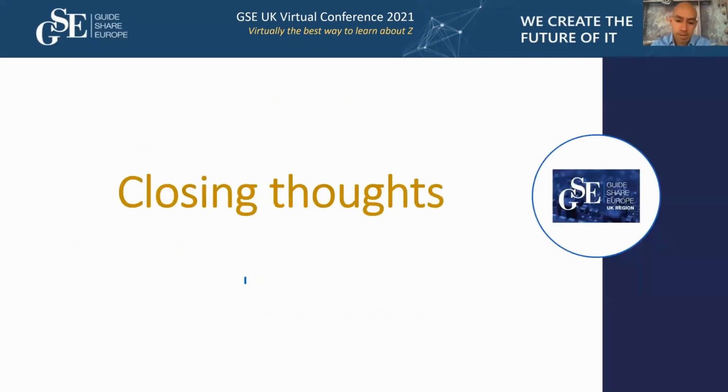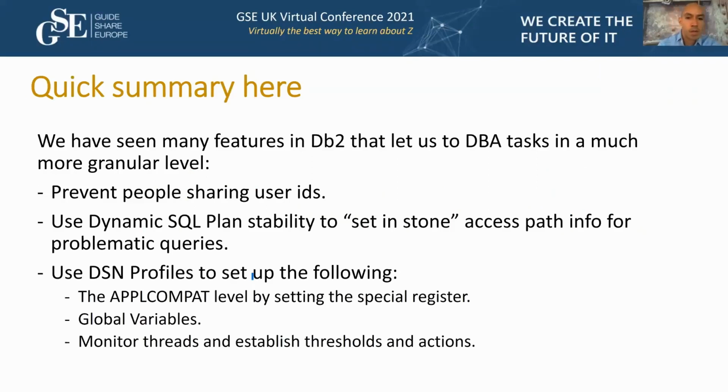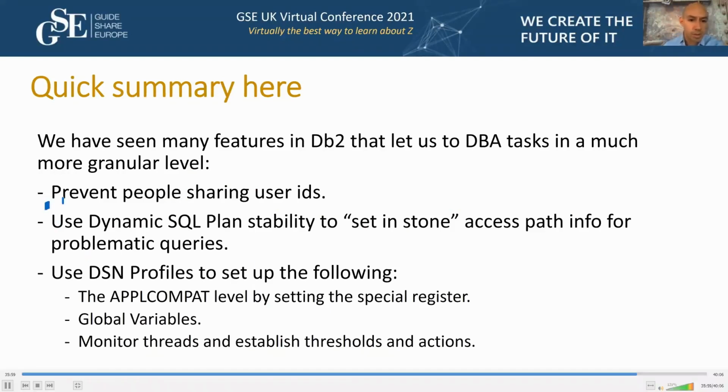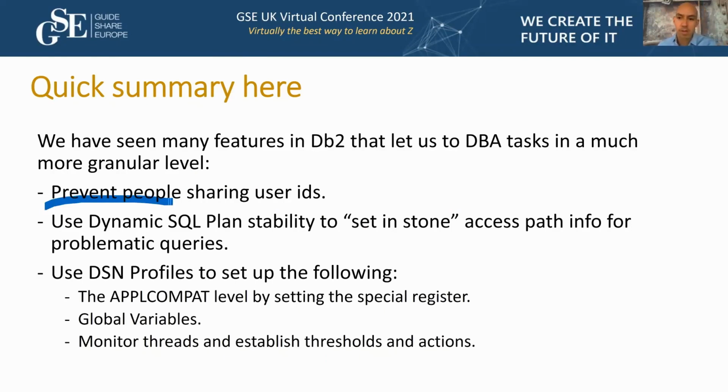Now, some of the closing thoughts. I have been naming several topics so far, so I hope that by now you are not confused. We have used a ton of features from DB2 12. You can prevent people sharing user IDs. For this one, we actually used RACF. We used dynamic SQL plan stability to see how we can record the access path info from our dynamic statements.